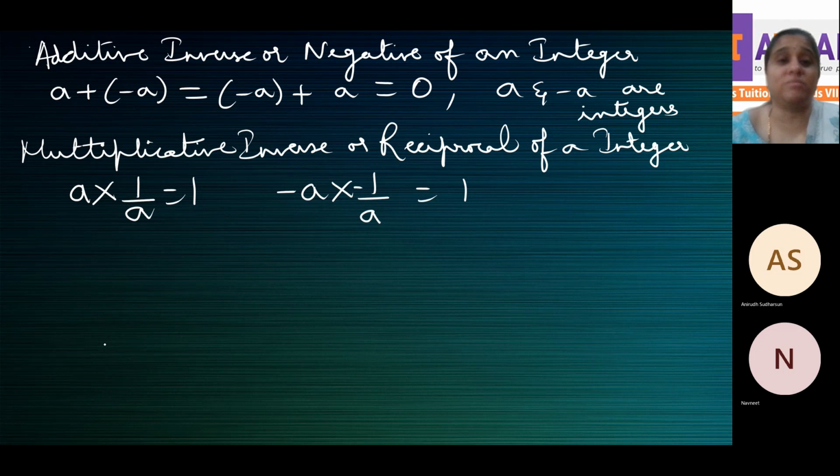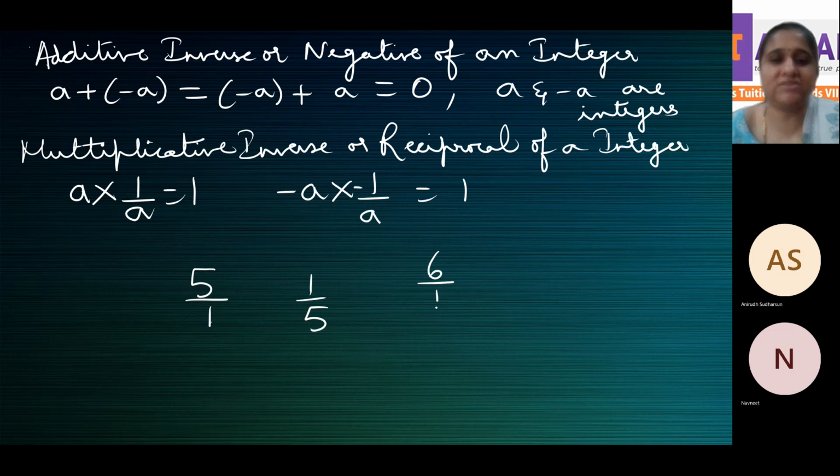Now let's understand how to remember the negative of an integer and the reciprocal of an integer. You can do two things. One is change the sign. The other is turn the number upside down. Like if it is 2 by 3, you make it 3 by 2. If it is 5, that is 5 by 1, you make it 1 by 5.